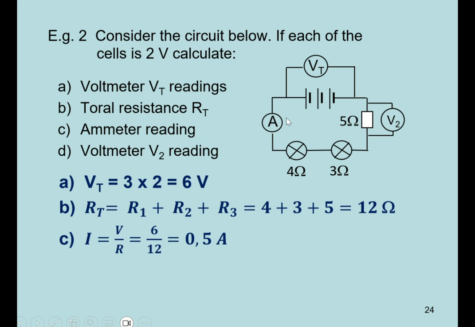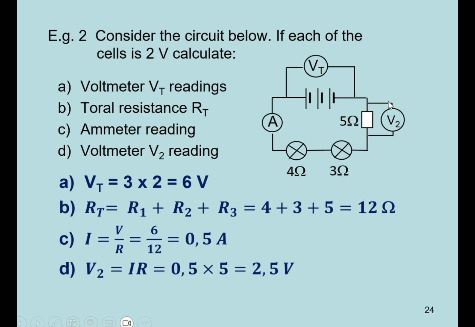And if I want to work out the ammeter reading, now I know the total voltage and I know the total resistance. So I can use my formula. I is V over R, 6 over 12, is 0.5 amps. And the current is everywhere the same. There's only one pathway.